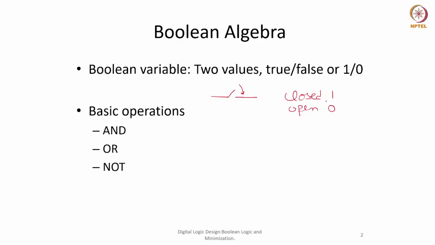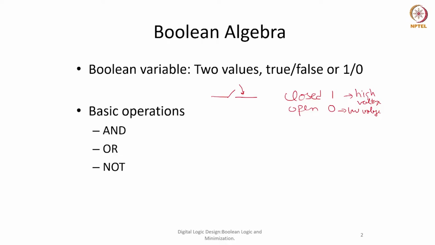Similar to the switches which were used 70-80 years before the invention of logic gates, in logic gates 1 actually means high voltage or high current, and 0 means low voltage or low current. Now with the meaning of 0 and 1, let us see what kind of basic operations we can perform. There are three basic operations: one is called AND, then OR, and then NOT.